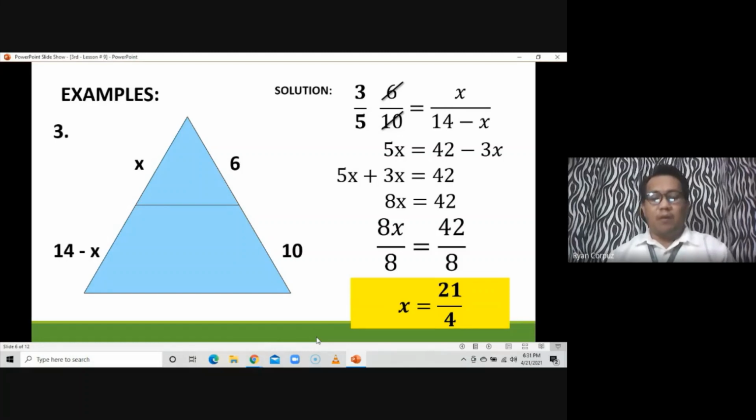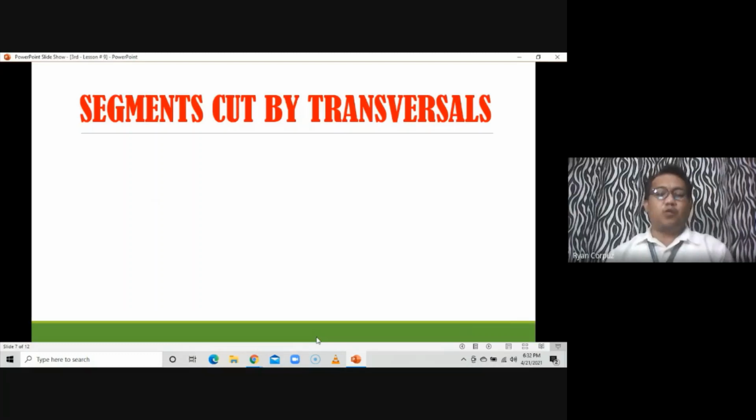So, we solved it with the help of solving proportion and also with the given problem about the basic proportionality theorem. So, that's how we answer example number 3. So, may question about it? So, if none, let's proceed to the next. So, this time, we are going to discuss how to solve problems which involve segments cut by transversals. So, ano naman yung segments cut by transversals?